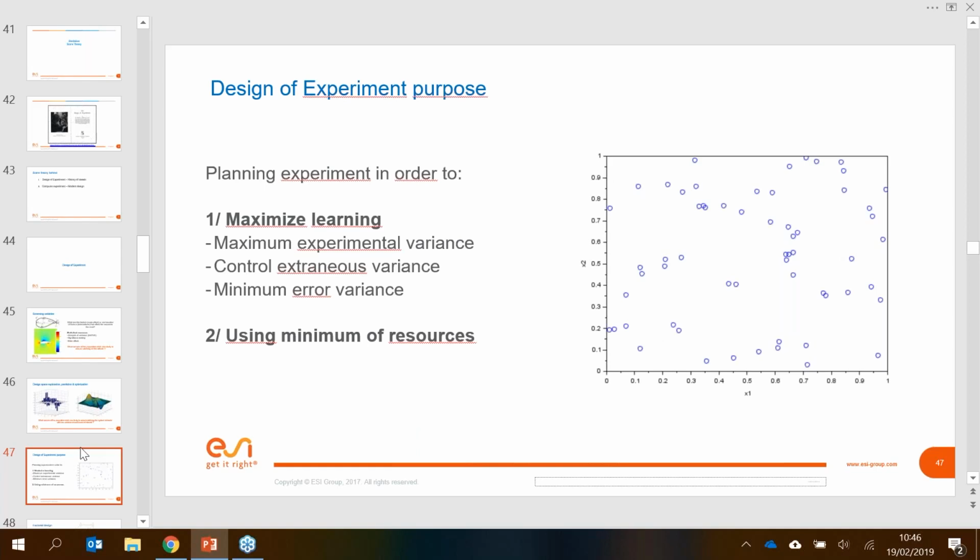So here is what design of experiment is meant for. The idea of a design of experiment is about trying to maximize learning. It means maximizing the total experimental variance, while trying to control the variance of factors that are not interesting to us, and of course trying to minimize the random error variance that is inherent to all physics experiments. And we are trying to maximize learning while using a minimum of resources, making as few tests as possible.